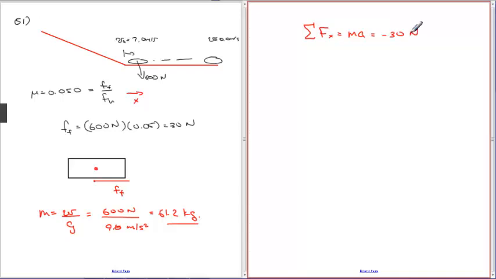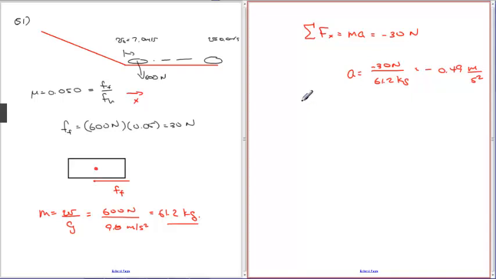So if we solve for the acceleration, we get negative 30 newtons divided by the mass, which is, did I calculate the mass? Yes, 61.2 kilograms. So we get 30 divided by 61.2, negative 0.49 meters per second squared. So that's the acceleration.